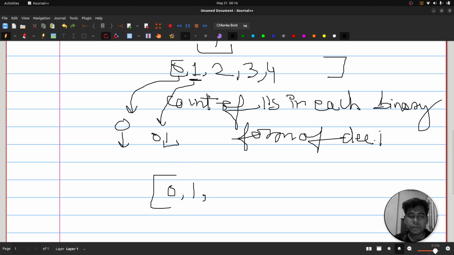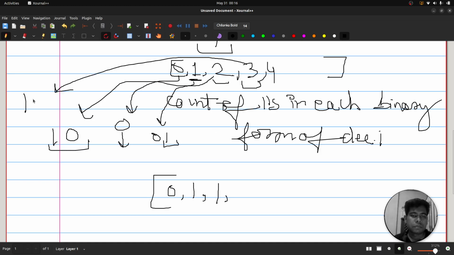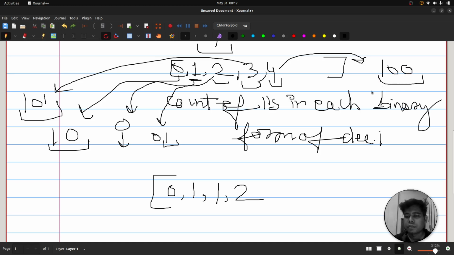Now we will move to 2. What is the binary form of 2? It is 10. How many ones are there? Only 1, so we will store that here. Now we move to 3, and the binary form of 3 is 11. How many ones are there? 2. Now you will move to 4, and the binary form of 4 is 100. How many ones are there? 1.